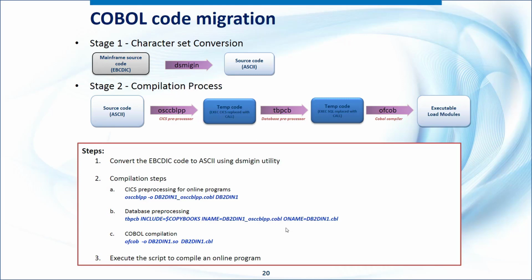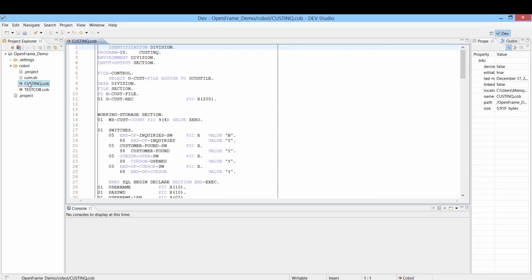We'll now look at a sample program compilation using OF Studio. OF Studio is an Eclipse-based utility that is installed on the developer desktop for compiling and deploying the changes to OpenFrame. Once you create the project, import the source and make your changes to the source, then you can easily compile and deploy the source using OF Studio.